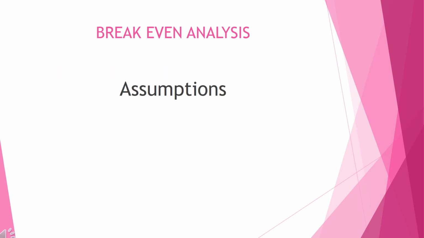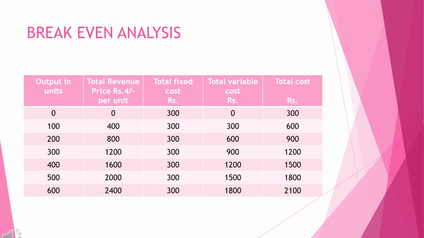Assumptions. The volume of production and sales are equal. That is to say that the firm is able to sell all the units of the commodity produced. The price is assumed to be constant. All revenue is perfectly variable with the physical volume of output. All costs are either perfectly variable or absolutely fixed over the entire range of volume of production. Based on these assumptions, break-even analysis is made.